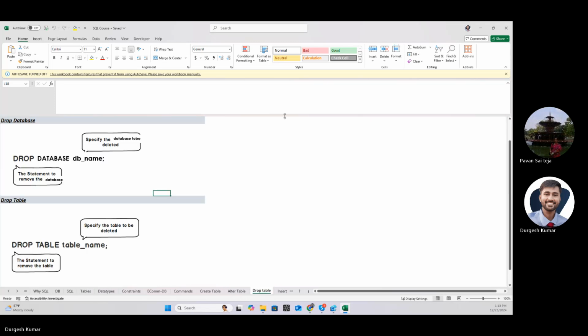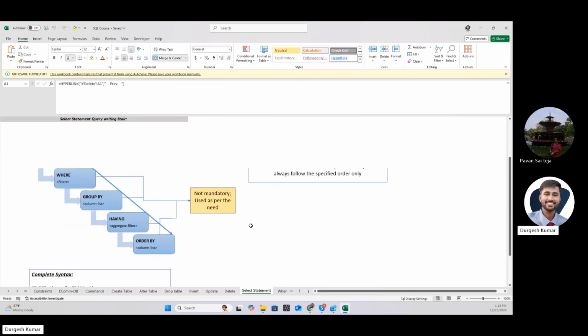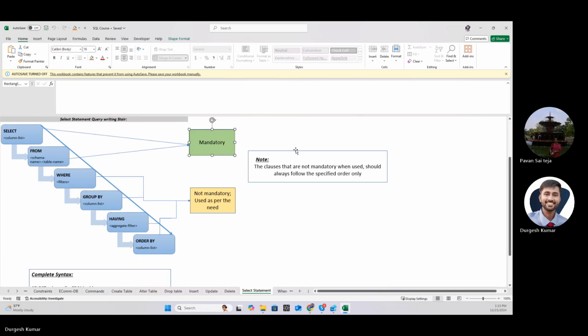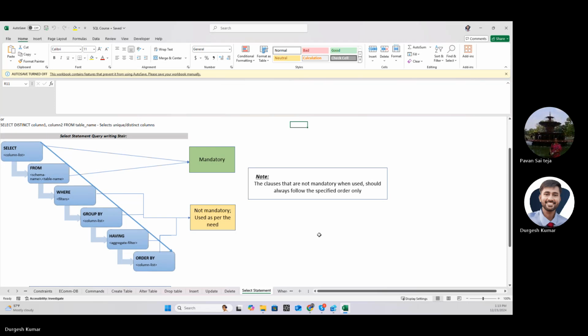Okay, let's see. So we have the order of writing. Where is it? Look at this stair. Can you see this? Yeah, I can. So we start writing from select, and then from.